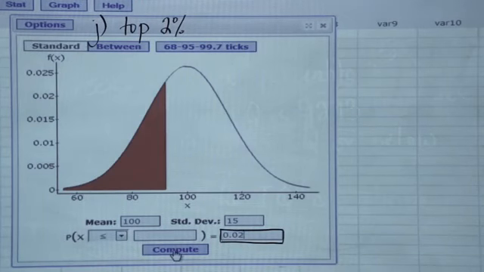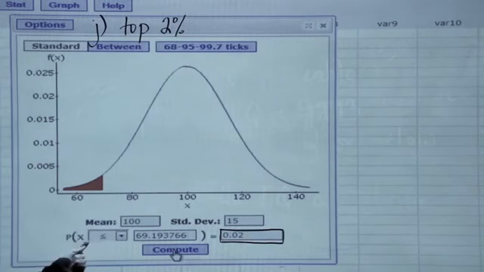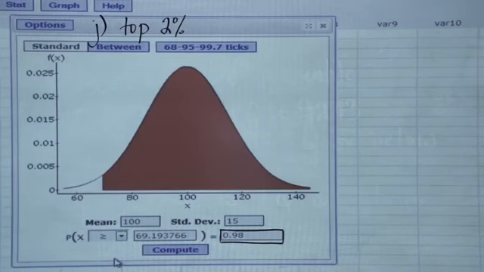Now be careful. If I just hit compute, look at that picture. That's not what I wanted. That's the bottom 2%, right? I wanted the top 2%. We want to know the people that have this IQ or higher, greater than. So I did need to come over here to the drop-down box and make that a greater than. So make sure your picture, whoops, and it changed my percentage, 0.02.